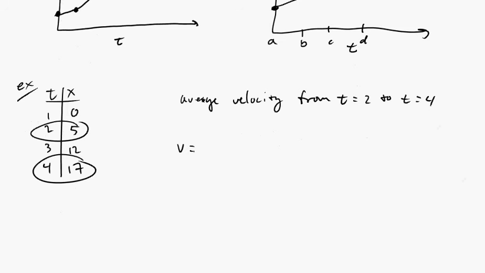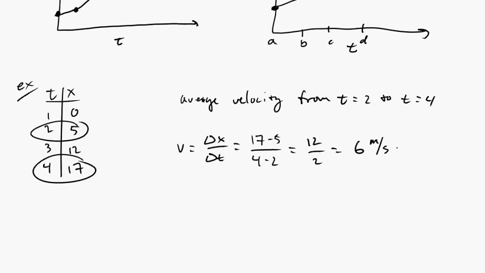So remember, velocity is change in x over change in t. The change in x here would be 17 minus 5. And the change in t would be 4 minus 2. Or you could just think 12 over 2, which would be 6 meters per second.